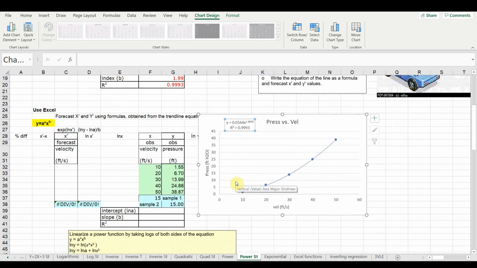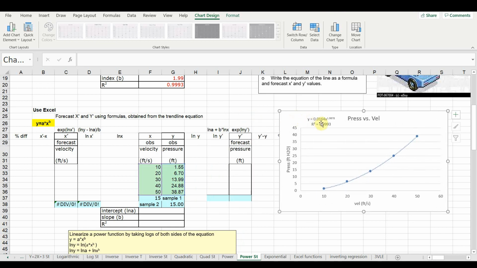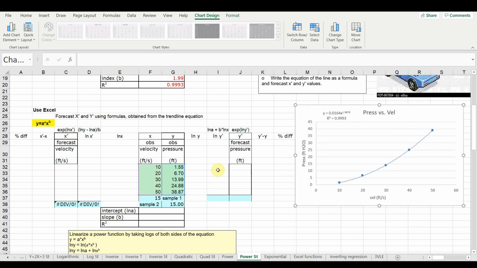So now how are we going to use Excel to forecast values? We don't want to have to type in these coefficients of the equation. That's tedious and prone to error. Is there a way we could get Excel to generate the coefficients of the equation so we could copy and paste from cells? Well, one of the ways we could do this is to use a little bit of algebra.